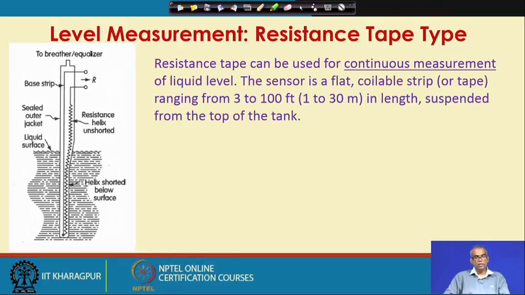In the previous slide, we have seen the measurement of liquid level in discrete steps, in increments. Here we will see resistance tape type level measuring instrument which can measure liquid level continuously. Resistance tape can be used for continuous measurement of liquid level. The sensor is a flat coilable strip or tape ranging from 3 to 100 feet, that is about 1 to 30 meter in length. It is suspended from the top of the tank.